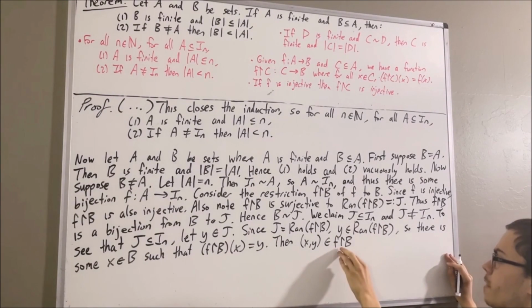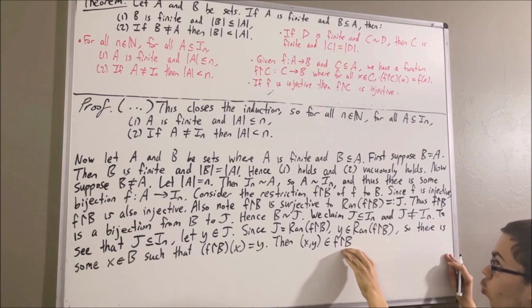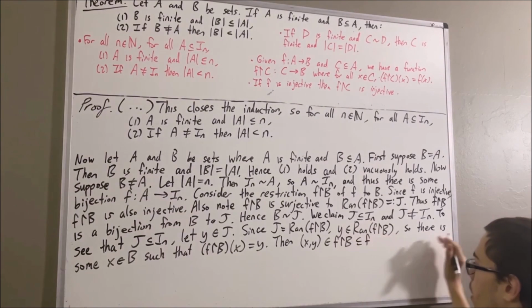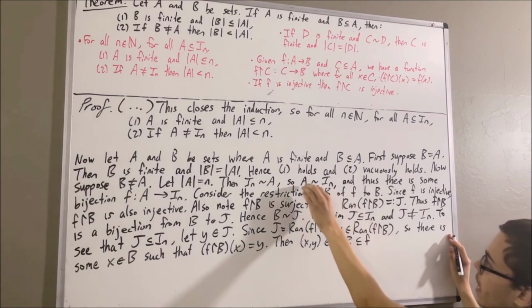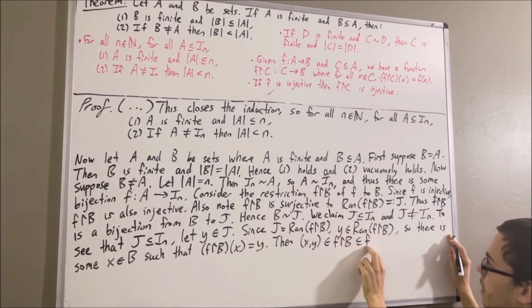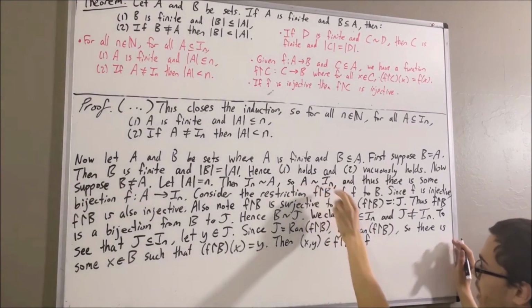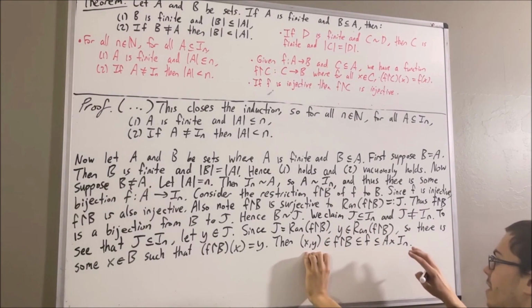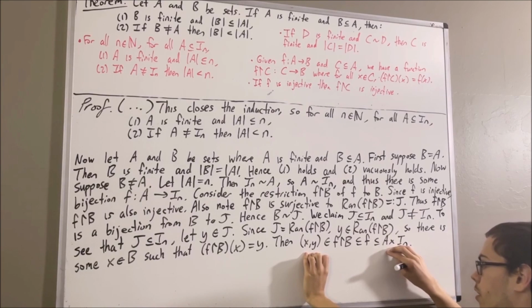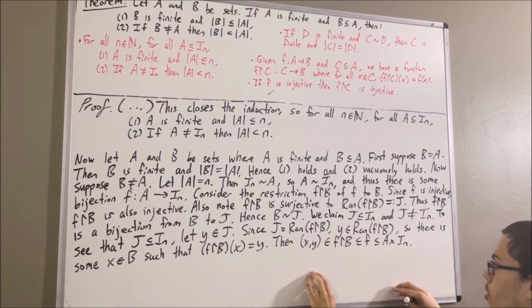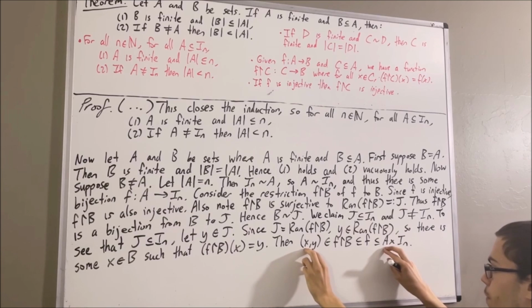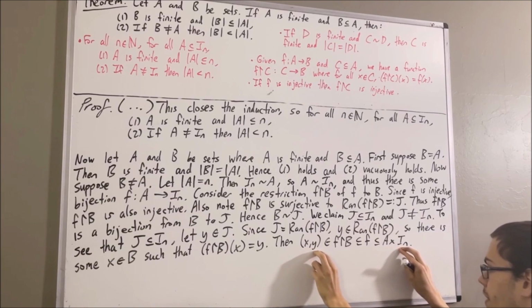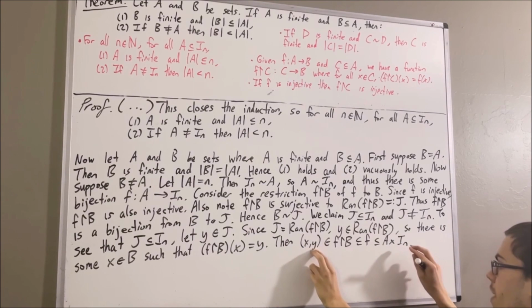But by definition of the restriction of F to B, we know that the restriction of F to B is a subset of F. And since F is a function from A to In, we know that F is a subset of the Cartesian product A times In. So we have an ordered pair that is an element of a Cartesian product. When that happens, if you recall, all that means is that the first coordinate is an element of the first set, and the second coordinate is an element of the second set. So really, y is an element of In.